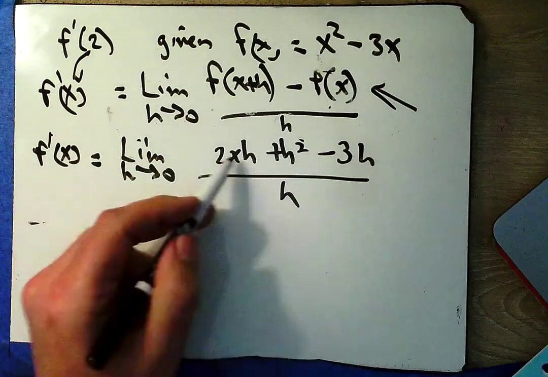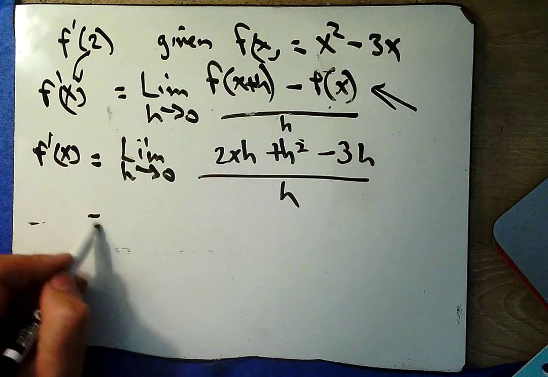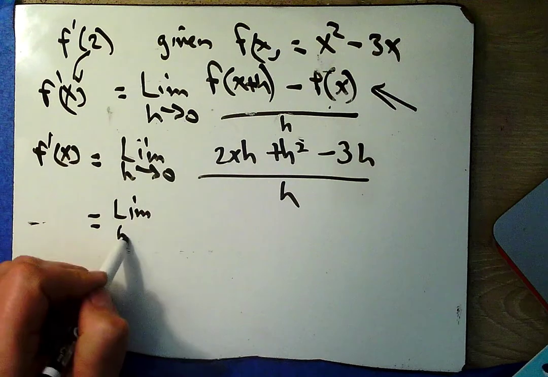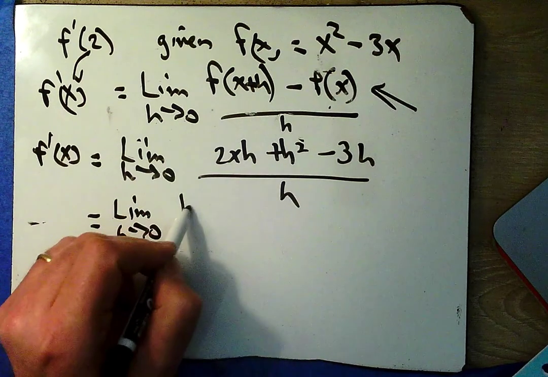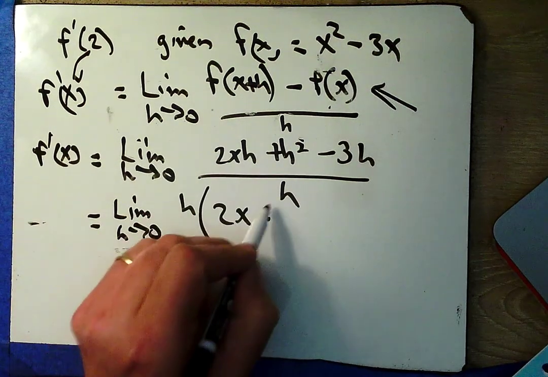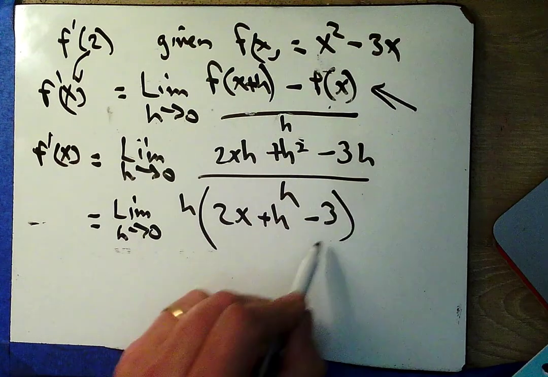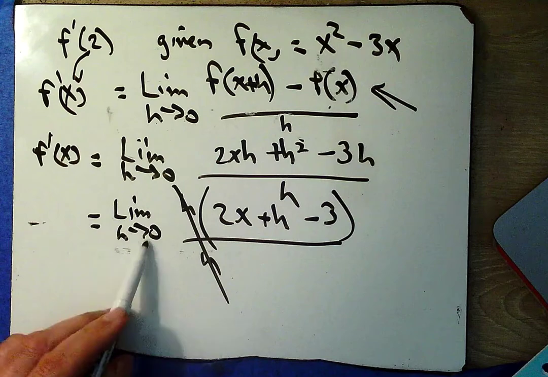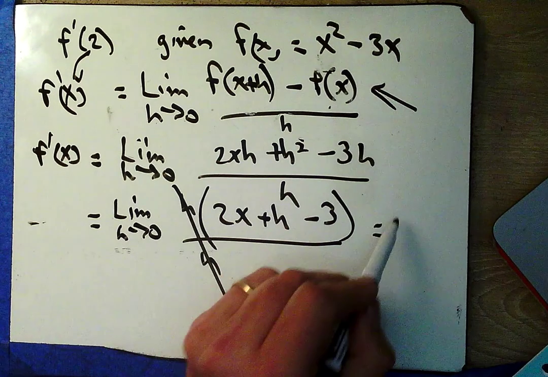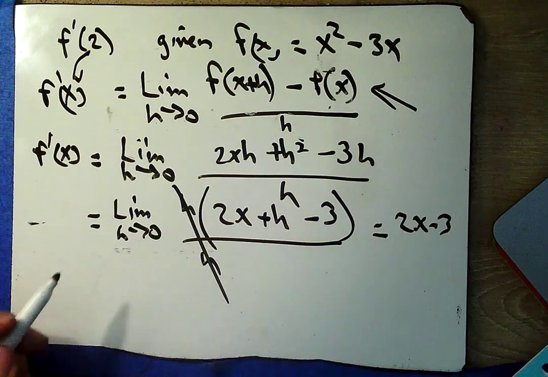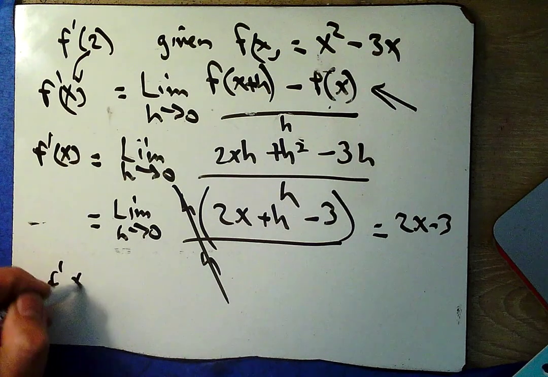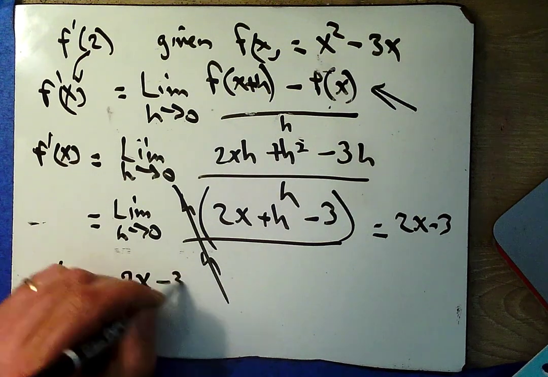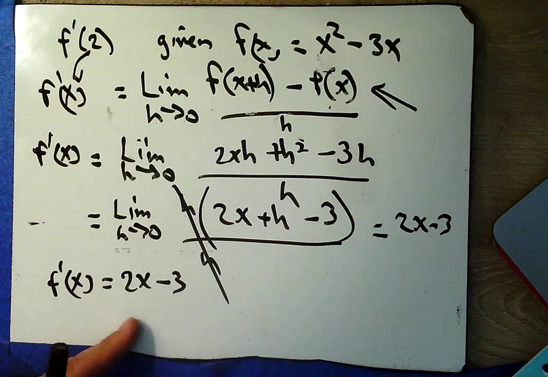So I can't do direct substitution yet or I get 0 over 0. So let's take an h out of everything. 2x plus h minus 3 over h. We can cancel those troublemakers out, and now we can plug the 0 in, and we get 2x minus 3. So f prime of x is 2x minus 3. This is a little slope machine.